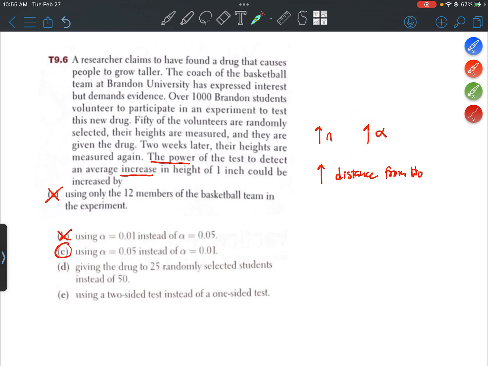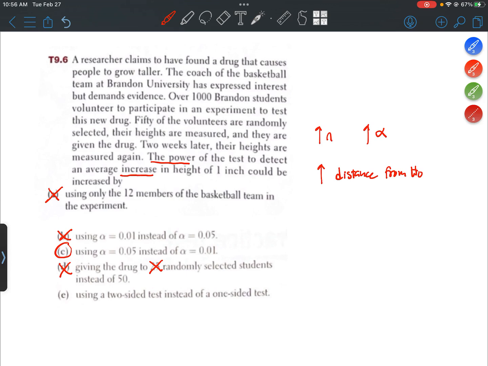All right, let's read through the other 2 choices just to make sure we cover all of our bases. Giving the drug to 25 randomly selected students instead of 50. Again, that's decreasing the sample size, which will not increase the power. Using a 2-sided test instead of a 1-sided test.